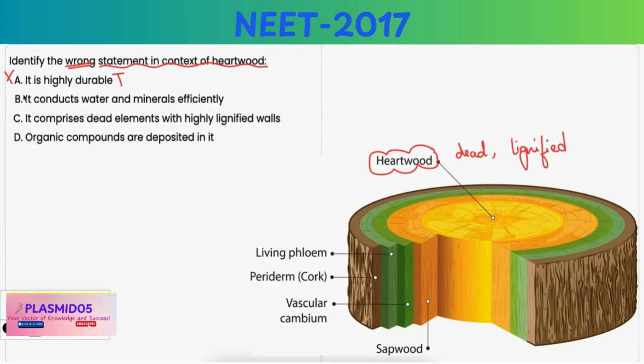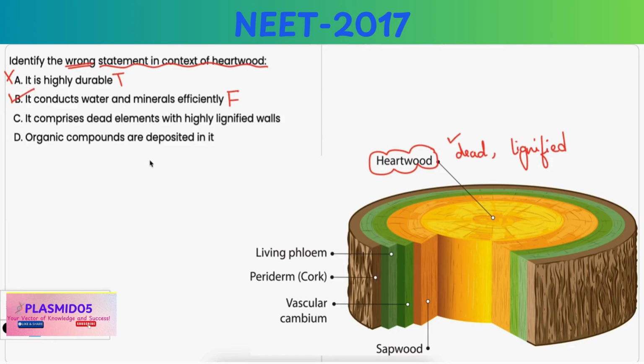Option B, it conducts water and minerals efficiently. Now, this is not true. Heartwood is non-functional for water and mineral conduction as its cells are dead and it is blocked with deposits of organic substances. Hence, it is the correct option.